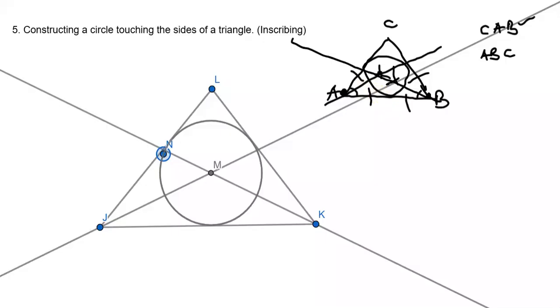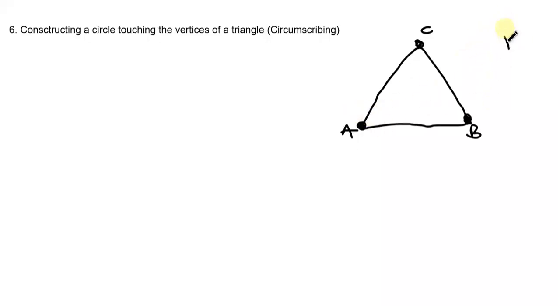Next, let's look at drawing a circle touching the vertices. So I'm going to draw a sketch. After drawing our triangle, let's say we have our triangle ABC. We want to draw a circle touching this. These are the vertices, A, B, and C. The points are shaded. What we do here, we bisect two lines. For example, line AB, then line BC. This is what we are going to have.